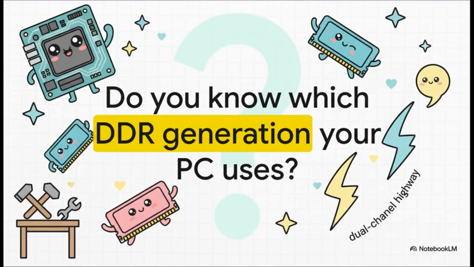And there you have it, our grand tour of the world of RAM. From thinking of it as your computer's workbench, to telling the difference between DDR4 and DDR5, and even knowing how to speed it up with that dual-channel highway, you are now equipped with the knowledge to really understand your computer's short-term memory. Which, of course, leaves me with one final question for you to go figure out. Do you know which DDR generation your own PC is using?